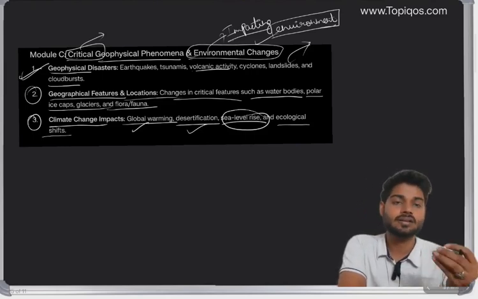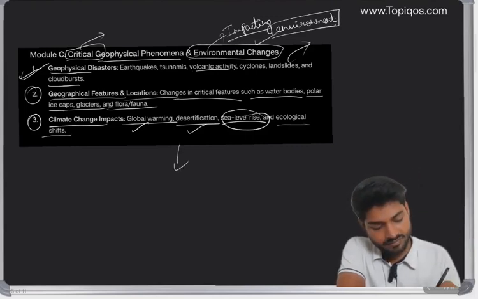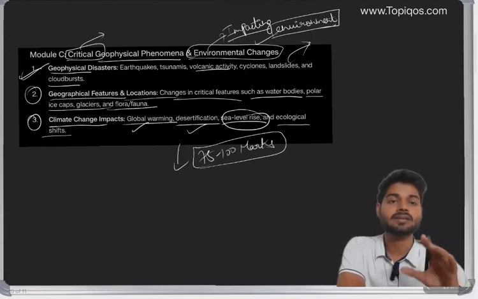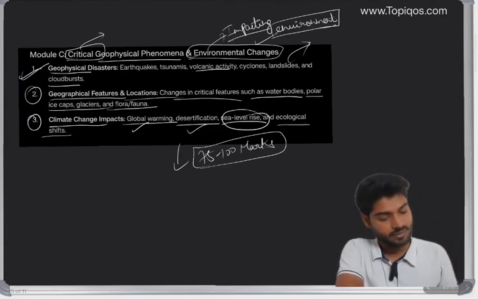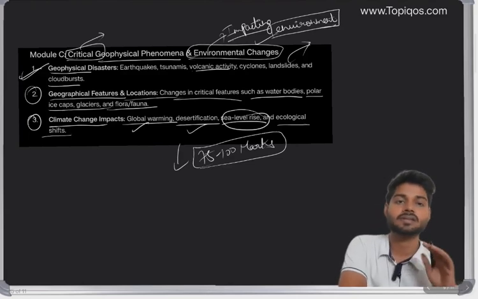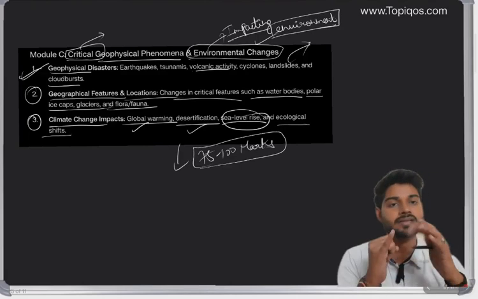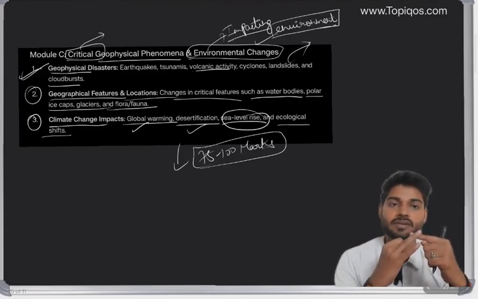All this content constitutes your main syllabus. Basically, in your mains we have 75 to 100 marks from geography in your GS. Okay, have you got it? Till now we have discussed the prelims part and the mains of geography.